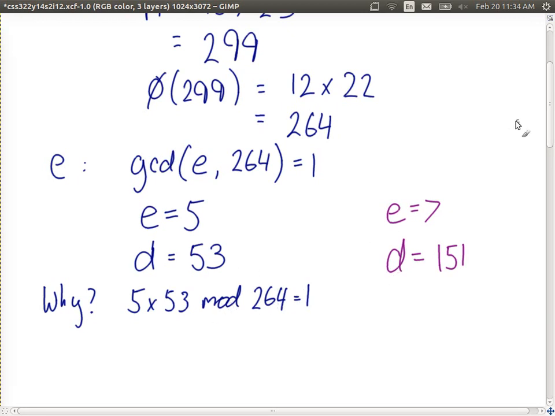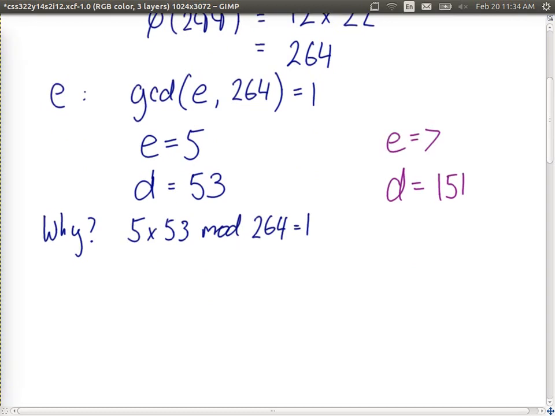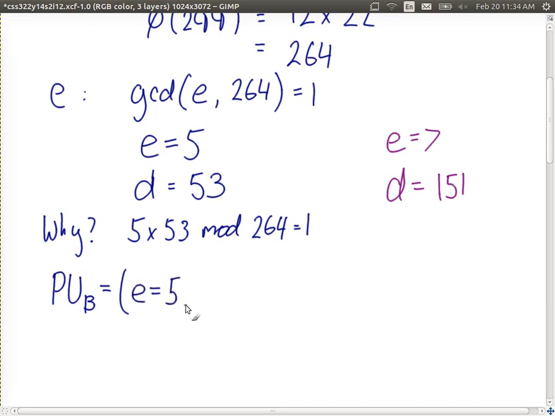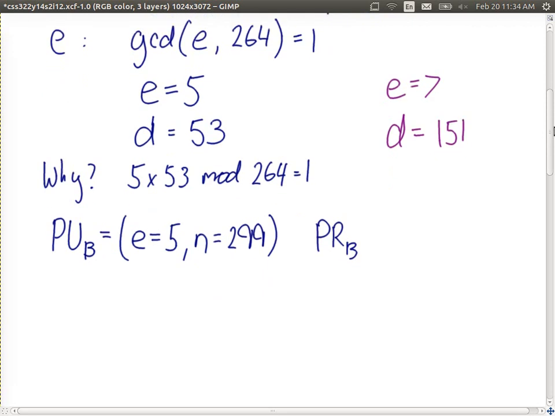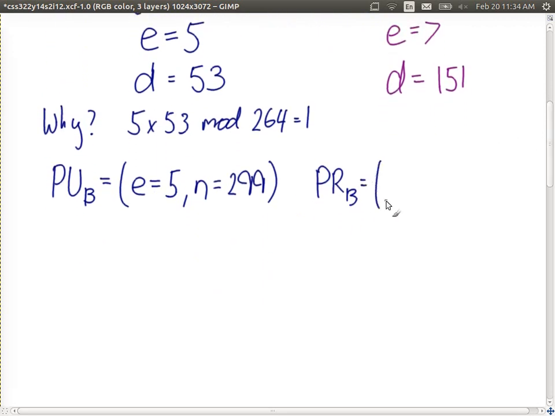So we have our keys. Let's use the first one. I'll call this user B. The public key of B, our second user, E is 5, N 299, and the private key D is 53, and we'll also include N here. So that's our key pair for this user, user B, our second user.